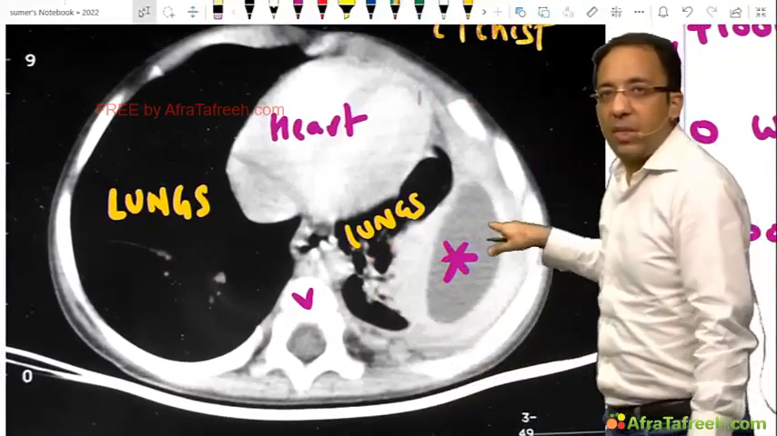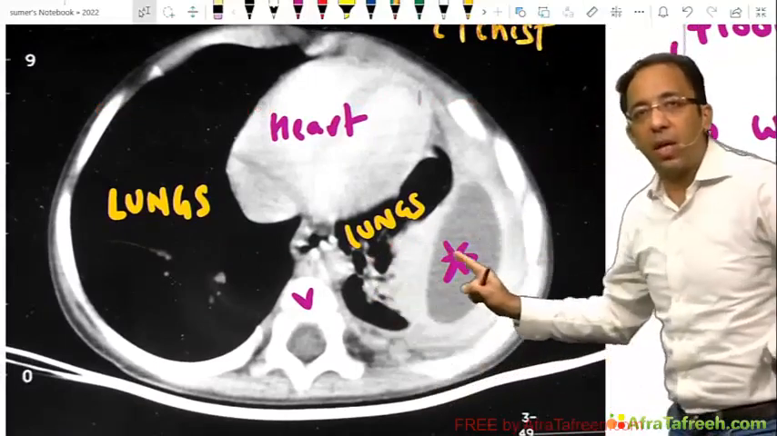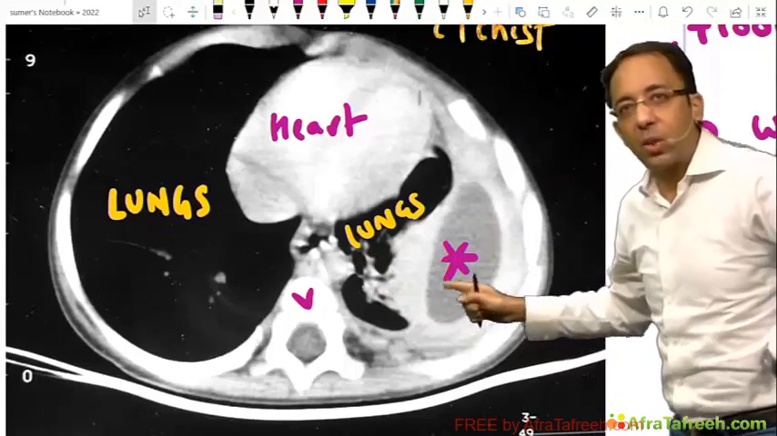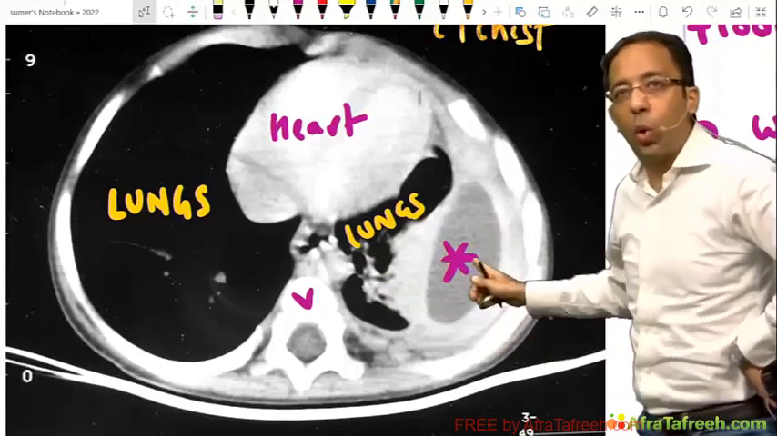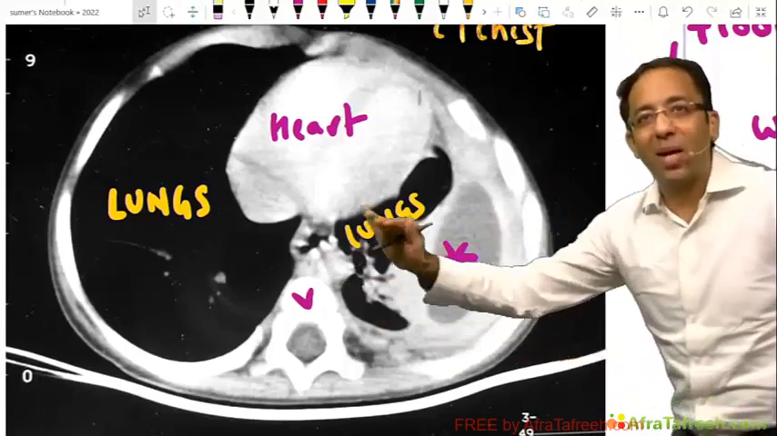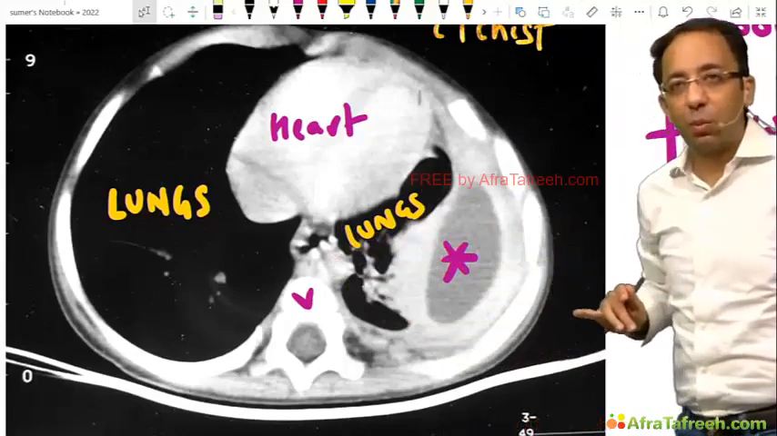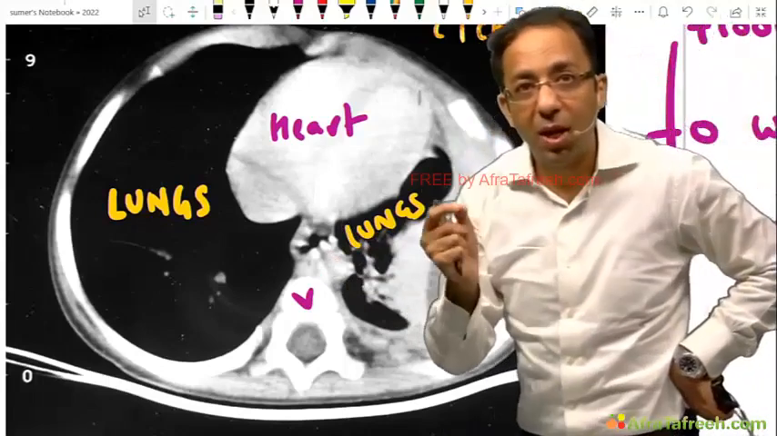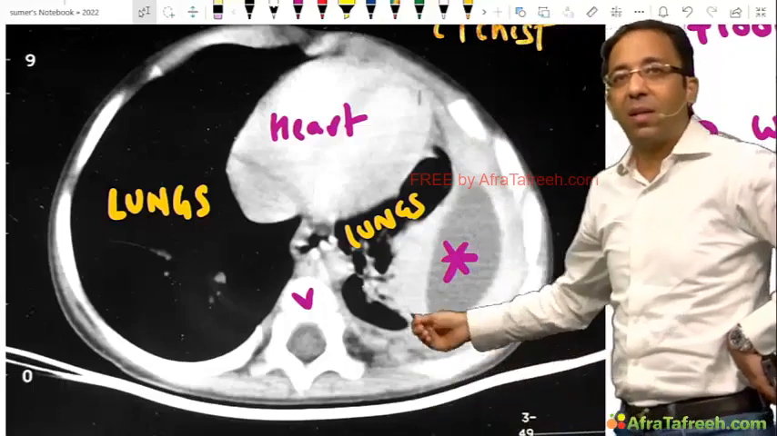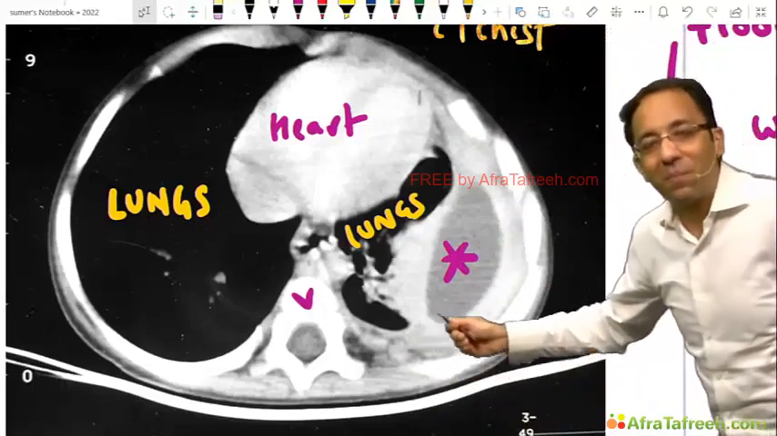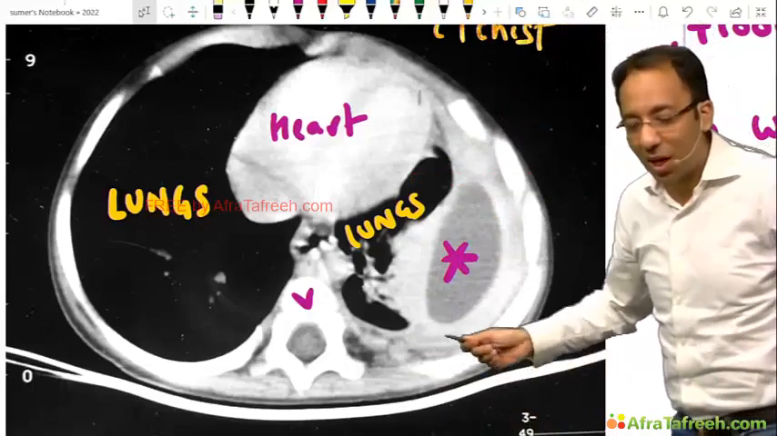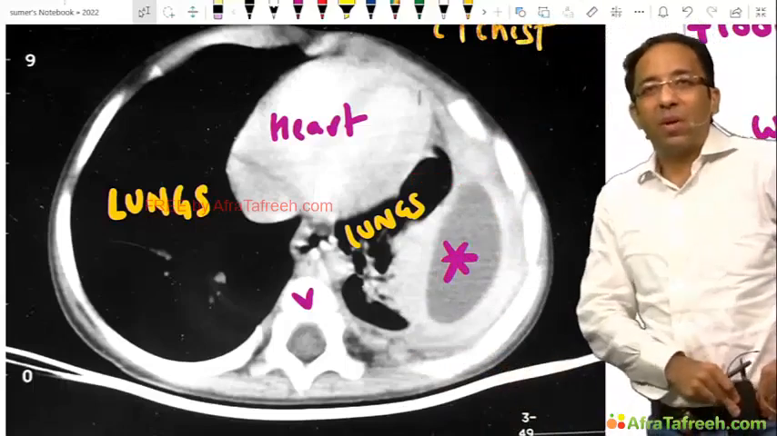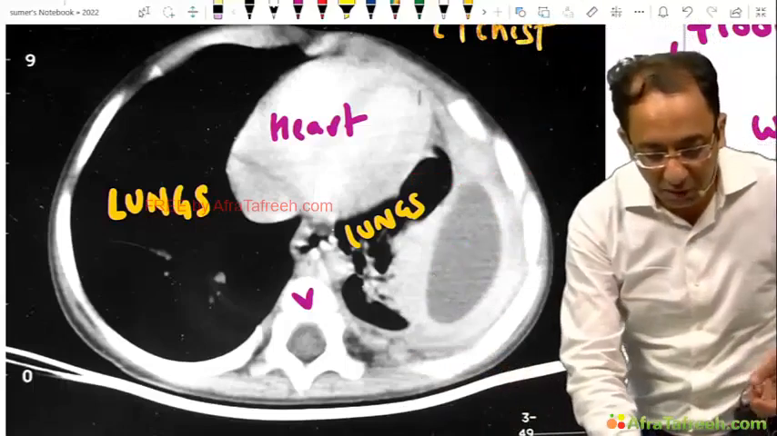Look at the disease. Is it as black as the air? Is it as white as the bone? No, it is in between black and white. Do you understand? Radiology has shades of gray. This is fluid. This is fluid. Are you able to now understand fluid? Now we cannot say what kind of fluid, but it looks like a fluid.